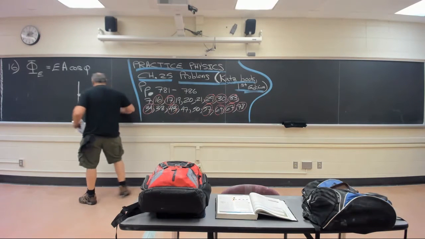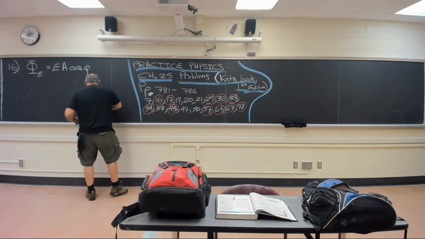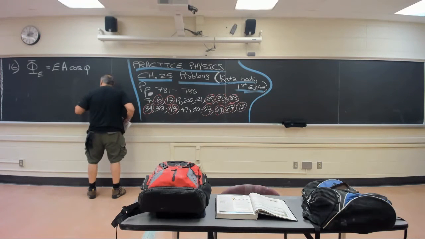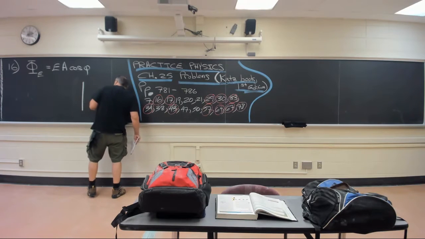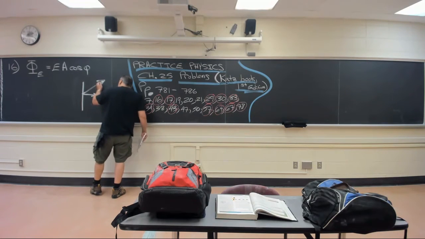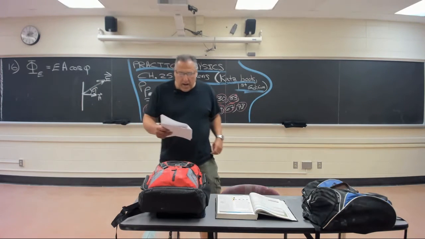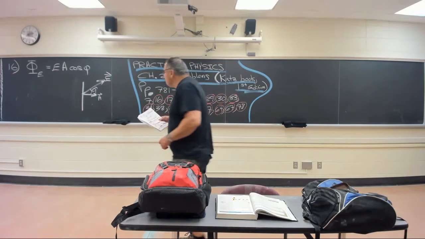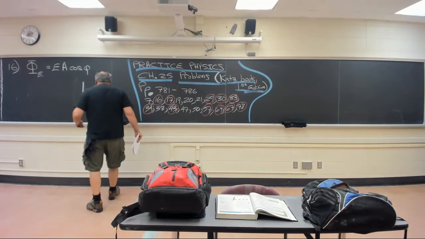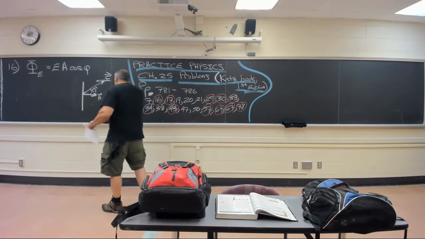There's potentially more to this, but let's keep it pretty basic. If you're looking at a side view of an area, with the area vector coming out like this and the E field coming out this way, and this angle was phi, there's where you get the cosine of phi. So there's a lot to be said here, but that's kind of one view of what's happening.